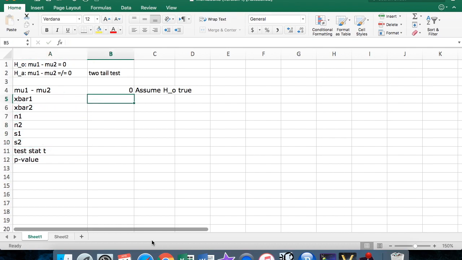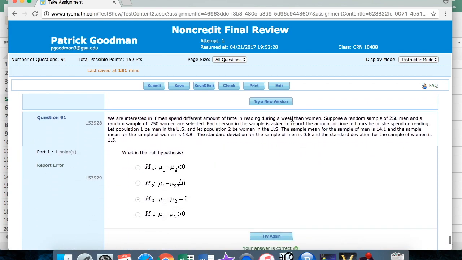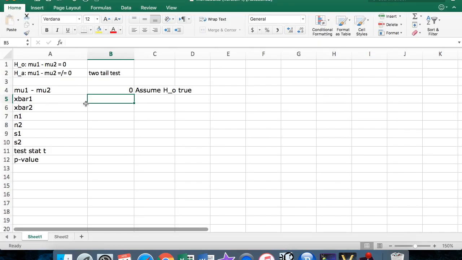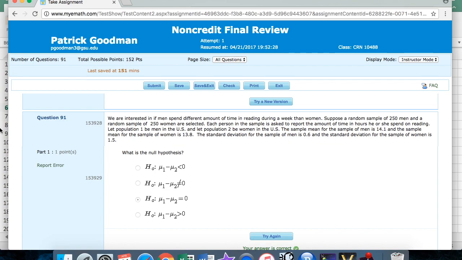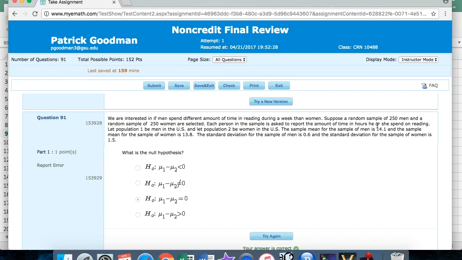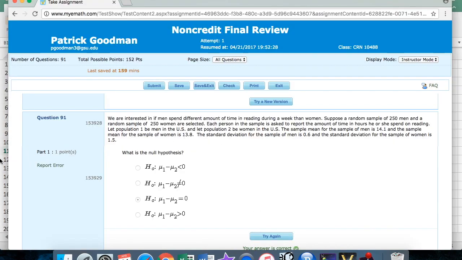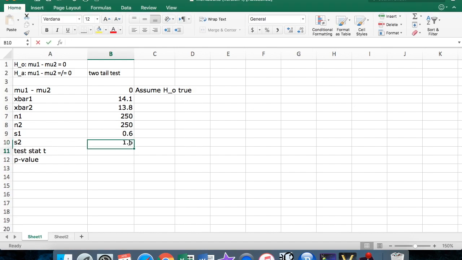Okay, so my x bar 1, that is the first mean it gave to us, right? Which is the men's mean, 14.1. So we have 14.1 for the men's mean and 13.8 for the women's mean. Now I need my sample sizes. There were 250 each, I believe. 250 men, 250 women. That's in the second sentence. And then the standard deviations. So men is 0.6, and the women was, well, 1.5. Whoa, okay, 1.5.